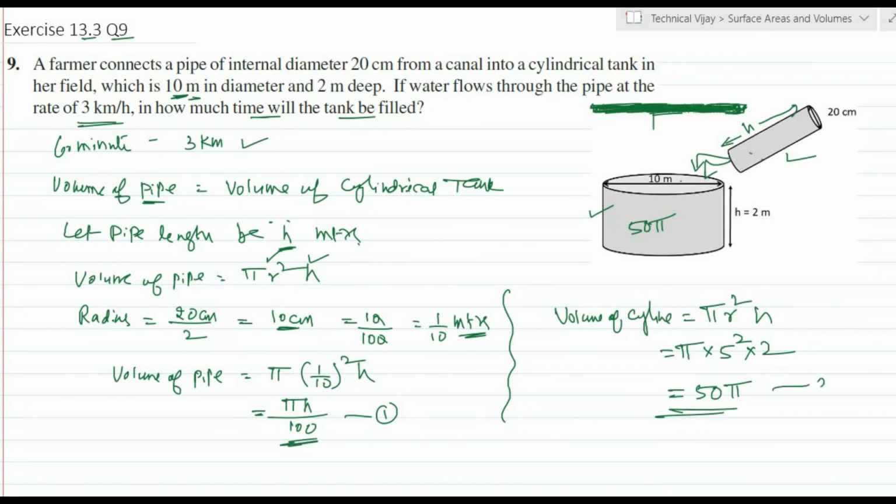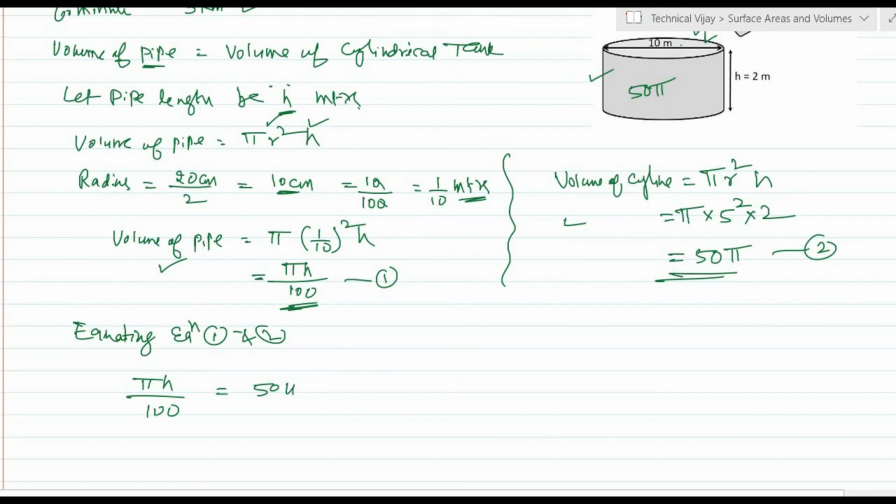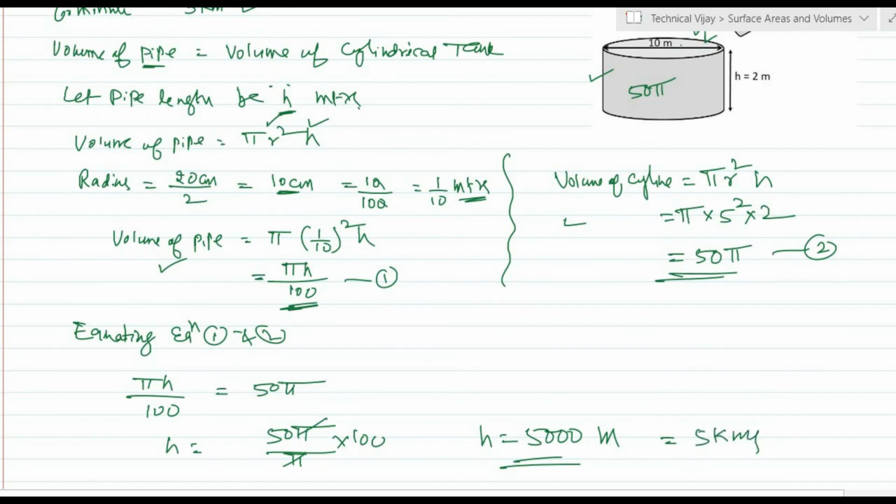Now we will equate this one. This is the second equation. So equating equations 1 and 2, the volume of the pipe is equal to the volume of the cylinder. So pi h by 100 is equal to 50 pi. So h is equal to 50 pi divided by pi into 100. Pi gets cancelled. So h is equal to 5,000 meters, which means 5 kilometers. So the pipe length we assumed is equal to 5 kilometers.